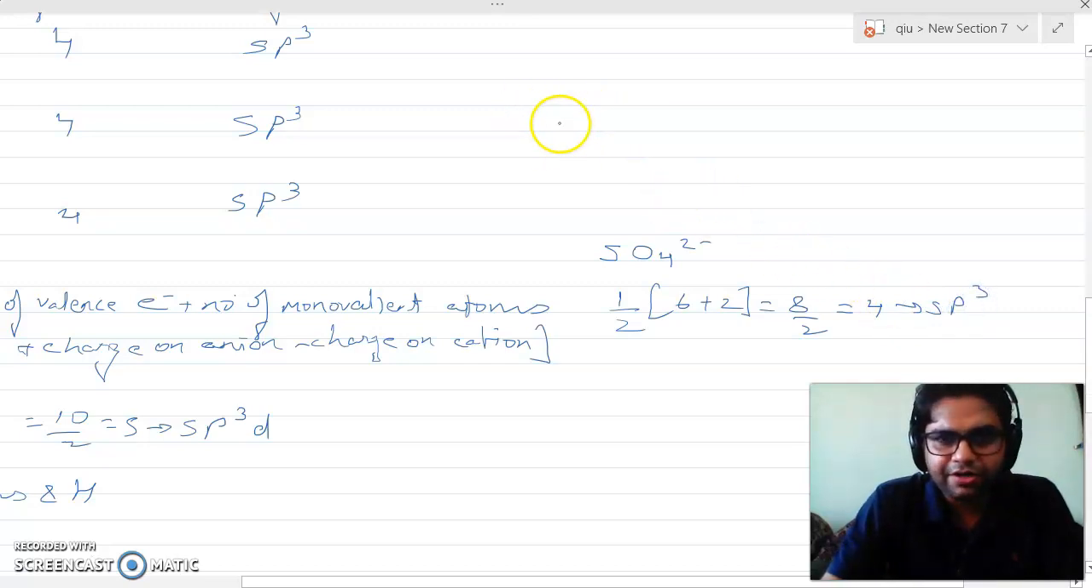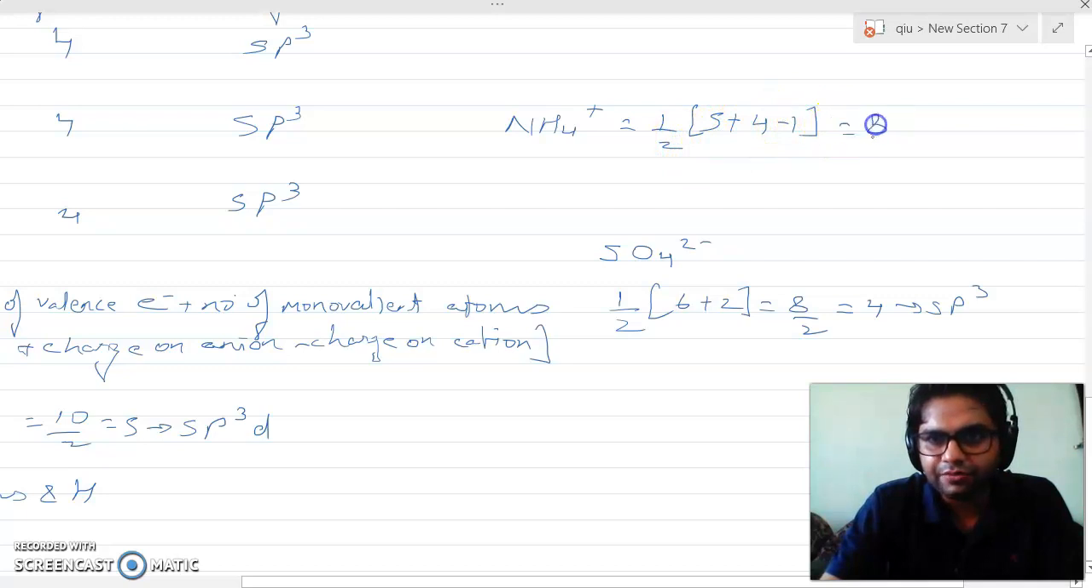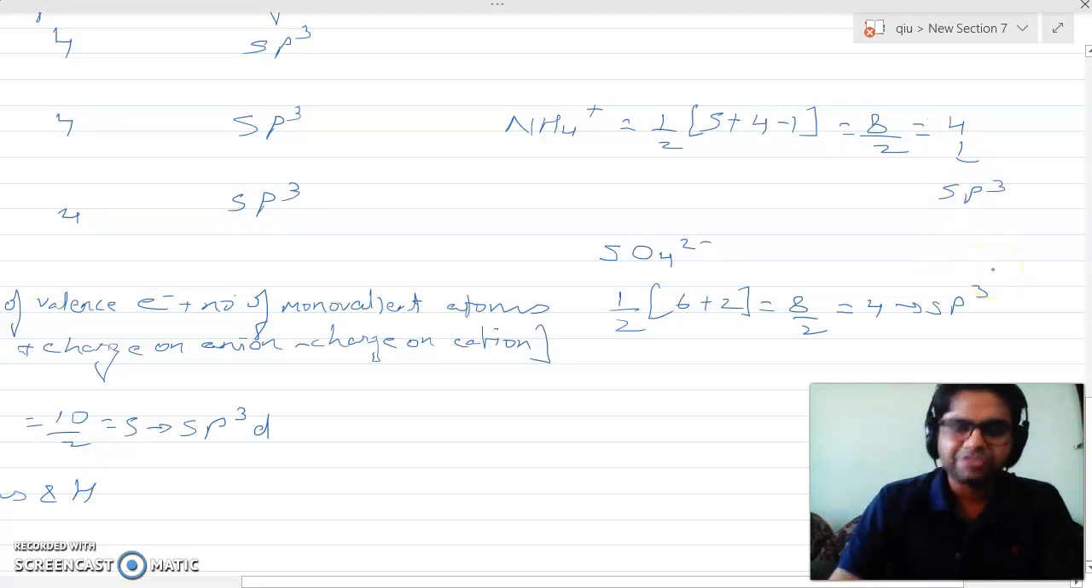Similarly, if I am writing any cation, say for example NH4 plus. Nitrogen has 5 electrons. Then hydrogen is a monovalent atom, and they are 4 in number. So 5 plus 4, and then there is a plus charge, so 5 plus 4 minus 1. 5 plus 4 is 9, 9 minus 1 is 8, and then 8 by 2 comes out to be 4, and that means sp3. Okay friends, I hope you all have got my point. Thank you very much.